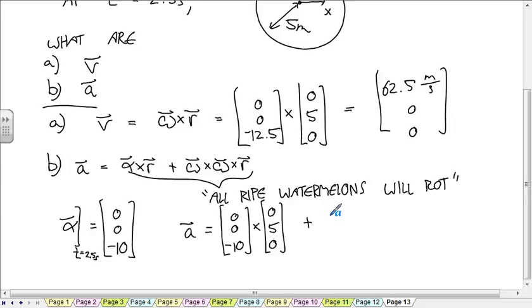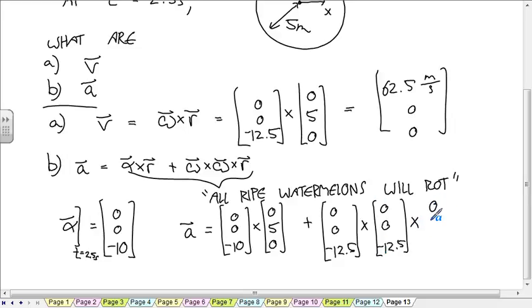plus 0, 0, negative 12.5 crossed with 0, 0, negative 12.5 crossed with 0, 5, 0.